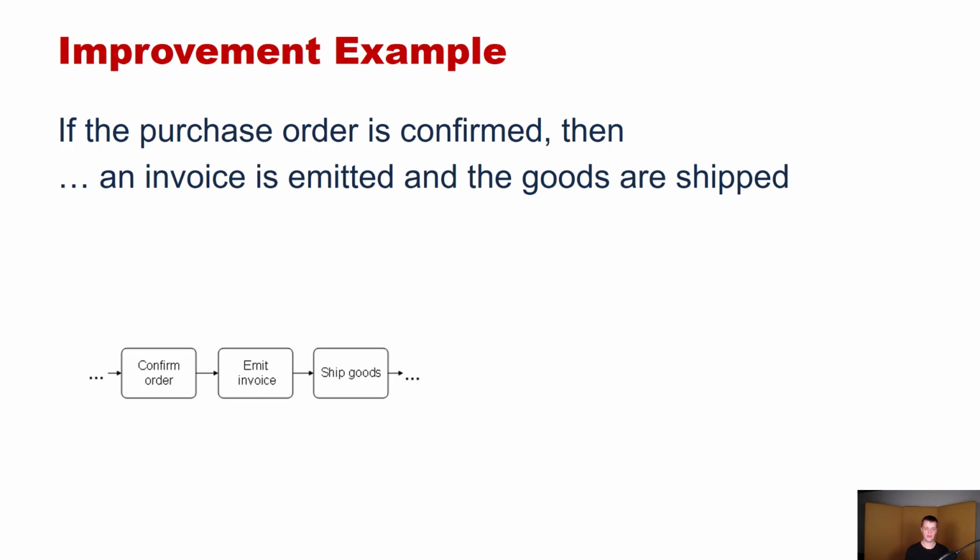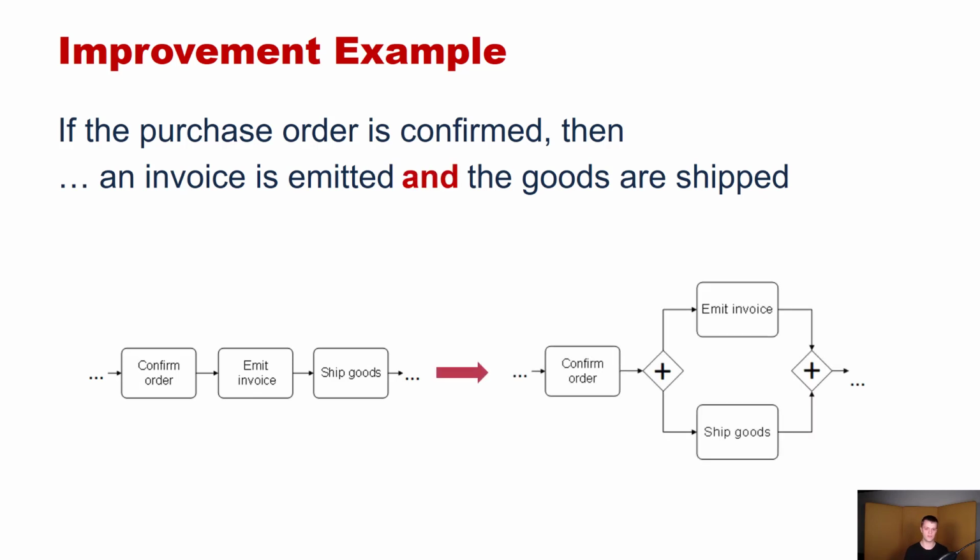For example, let's say that we went to a company, we interviewed people, and we found out that if the purchase order is confirmed, then an invoice is emitted and the goods are shipped. Now let's assume that we did a bit more digging. We looked at how the invoices look and what's the procedure of the actual steps of shipping the goods. And let's say we figure out that actually there is no reason to do them in that sequence. So one simple improvement that we could make is we just set it up such that shipment of goods and emitting the invoice can be done in parallel.